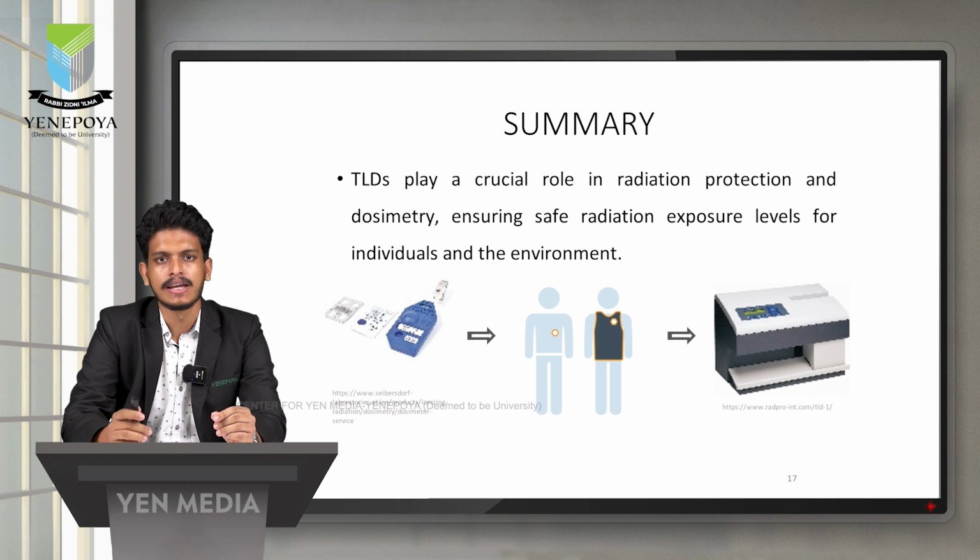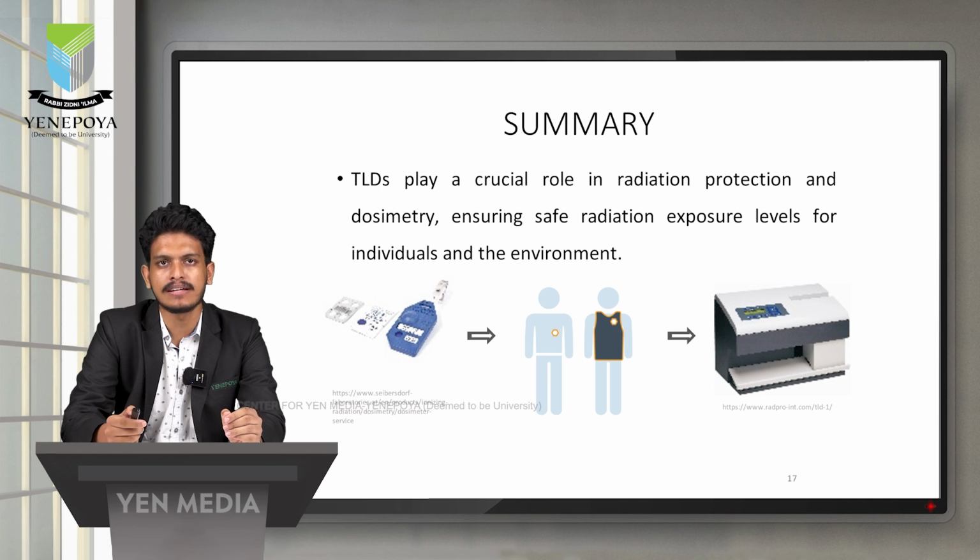Now coming to the summary, TLD indeed plays a crucial role in demonstrating a safer working environment for the staff as well as for the public. It allows proper radiation monitoring levels and proper improvement in the radiation protective measures that can be given to the workplace area for the staff as well as for the public. So basically, TLD is the most commonly used personal dosimeter. By providing proper TLD units, we can provide better radiation protection and ensure that safer radiation exposure levels are given to the individual as well as the environment.